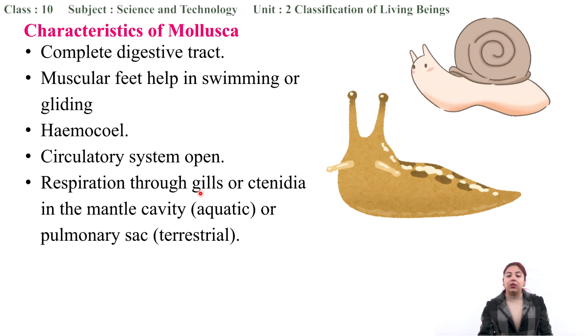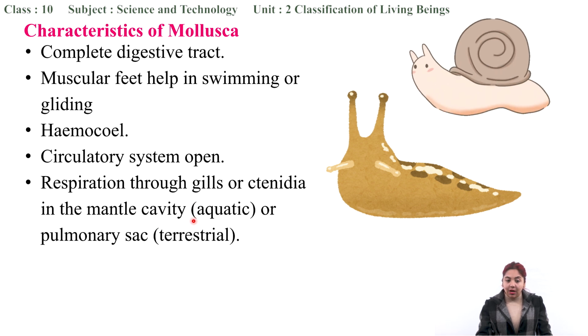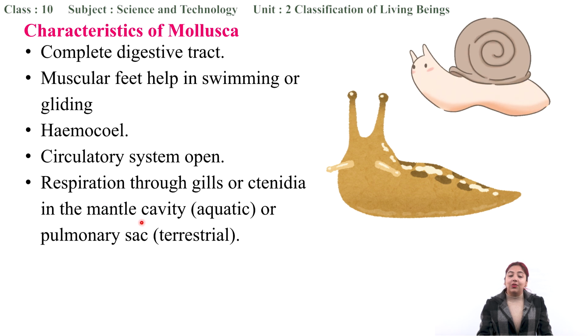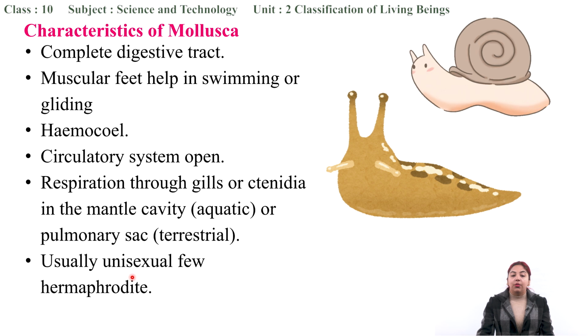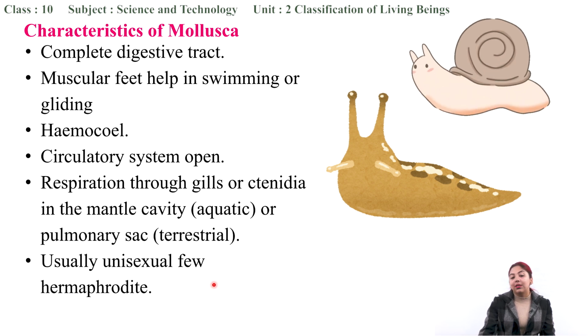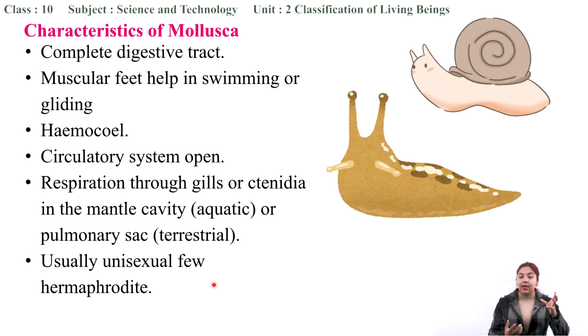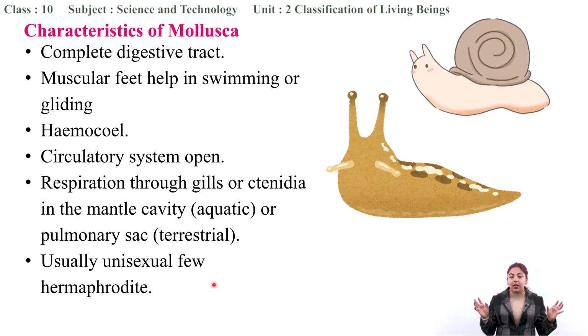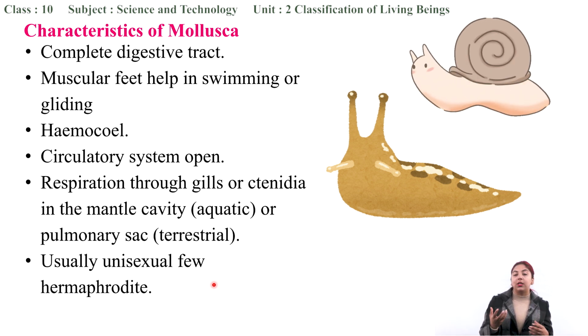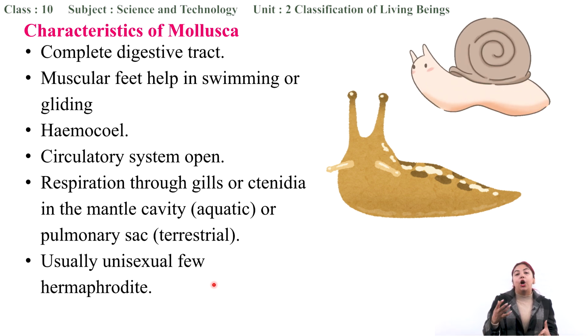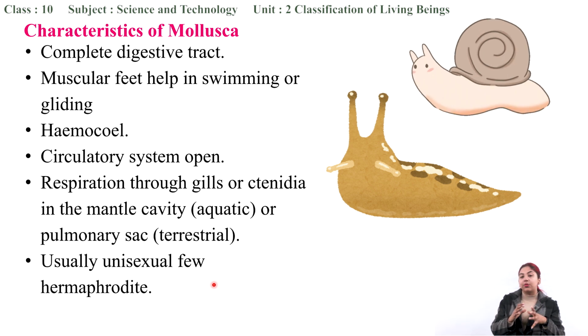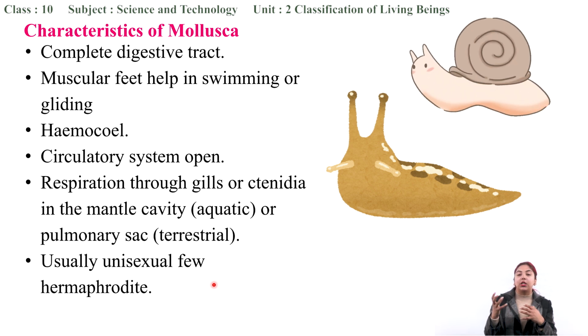Now the respiration occurs through gills or ctenidia that are present in the mantle cavity in case of aquatic organisms, and if they are terrestrial organisms, then respiration occurs through pulmonary sac. Most of the organisms that belong to this phylum are unisexual, that is, male and female organs are present in different organisms, but just a few of the organisms are hermaphrodite, which means the body has both male and female reproductive organs.